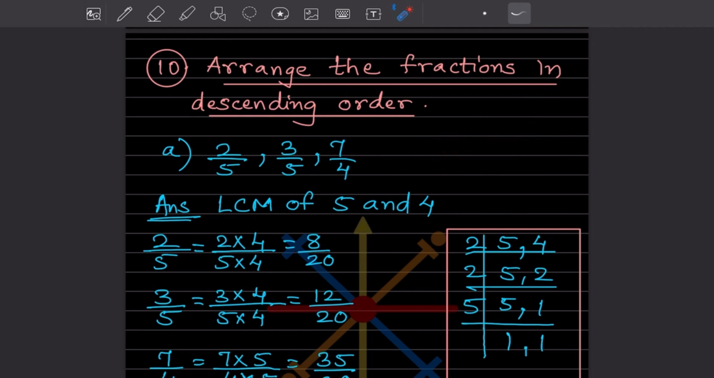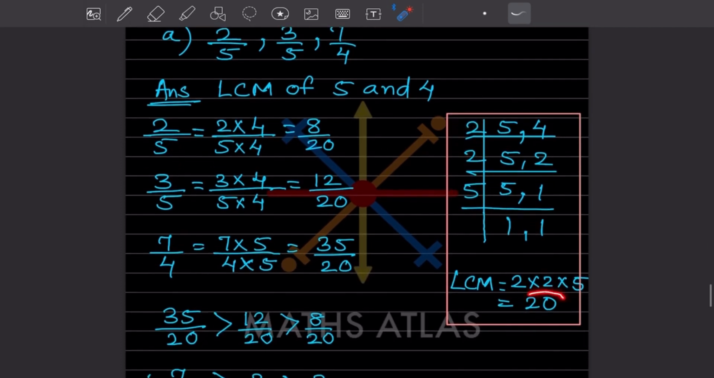Now see here, this 5 cannot be multiplied by 2. So what are we going to do? We'll keep this 5 as it is, and 2 times 2 is 4. Again here 5 as it is, 2 times 1 is 2. Here 5 ones are 5. So these are the factors: 2, 2 and 5, which is going to be 20.